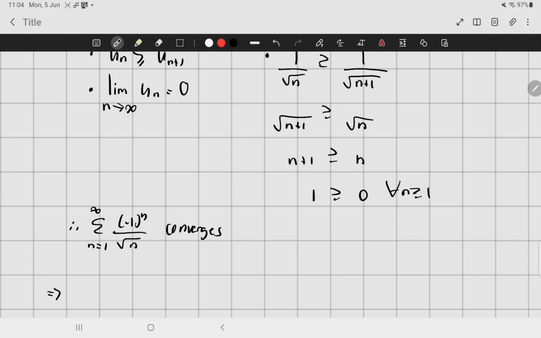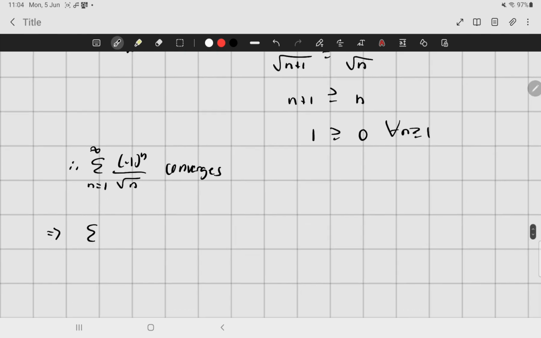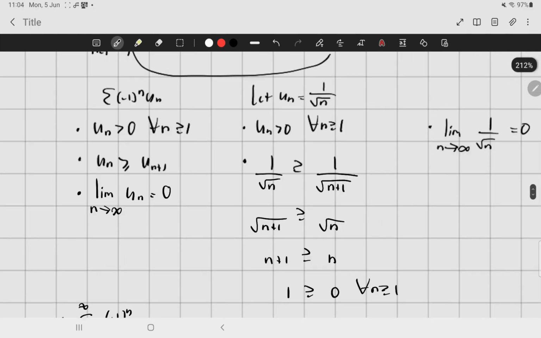Now, what does it imply? Since when we place the absolute value on our series, it diverges, but without the absolute value, it converges. Then, by definition, it converges conditionally. There you go.